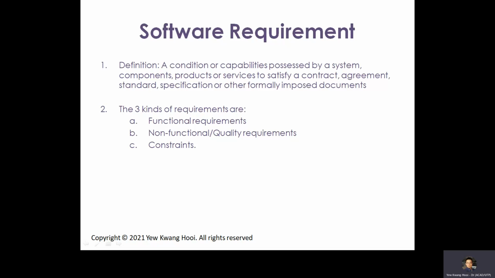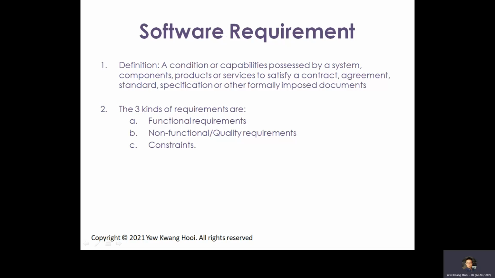And the other kind that people always forget to mention is constraints. Constraints limit what we can do using the software. For example, this software requires a minimum 3G cellular network, which means that anything below 3G, the software's quality is no longer assured.